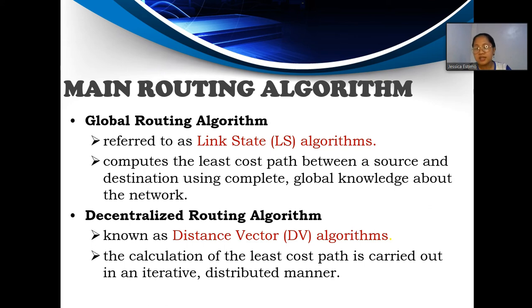And the calculation of the least cost path is carried out in an iterative, distributed manner. No node has complete information about the cost of all network links. Instead, each node begins with only knowledge of the cost of its own directly attached links, and then proceeds through an iterative process of calculation and exchange of information.